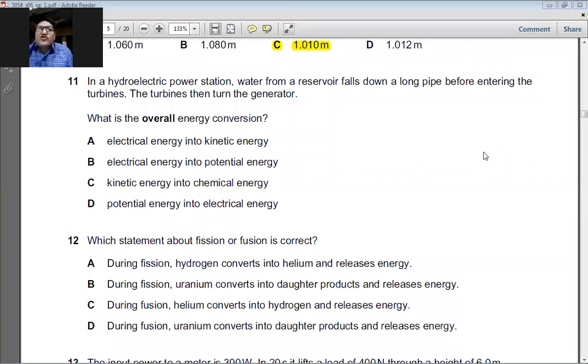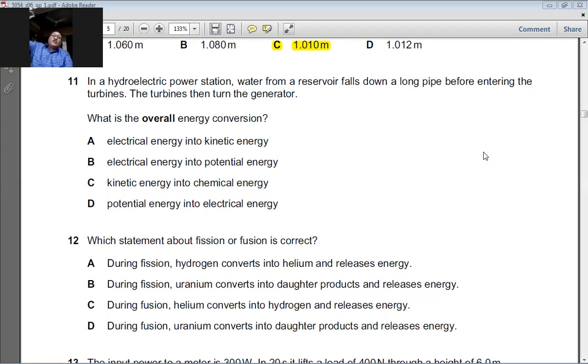In a hydroelectric power station, water from a reservoir falls down a long pipe before entering the turbines. The turbines then run the generator. What is the overall energy conversion? Okay, so electric energy into kinetic energy, no. Electric energy into potential energy, that's wrong. Kinetic energy into chemical energy, that is also wrong. Potential energy into electric energy.